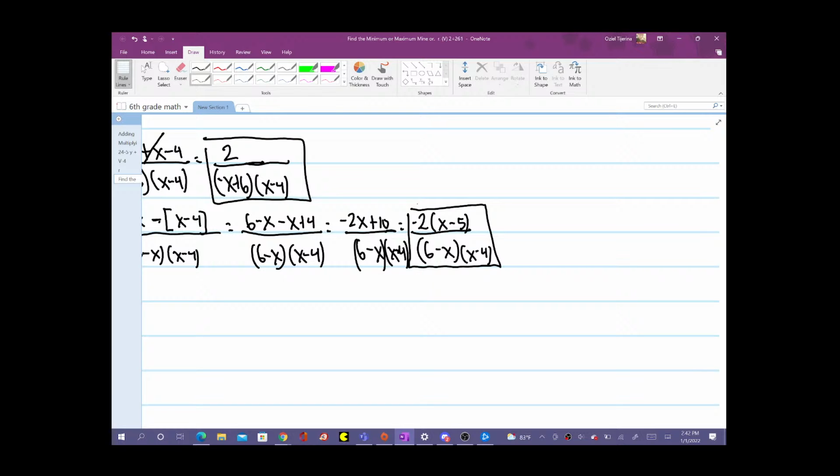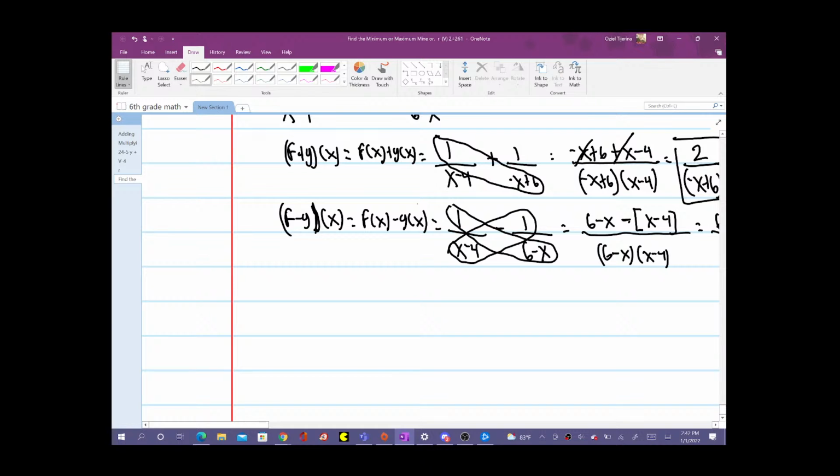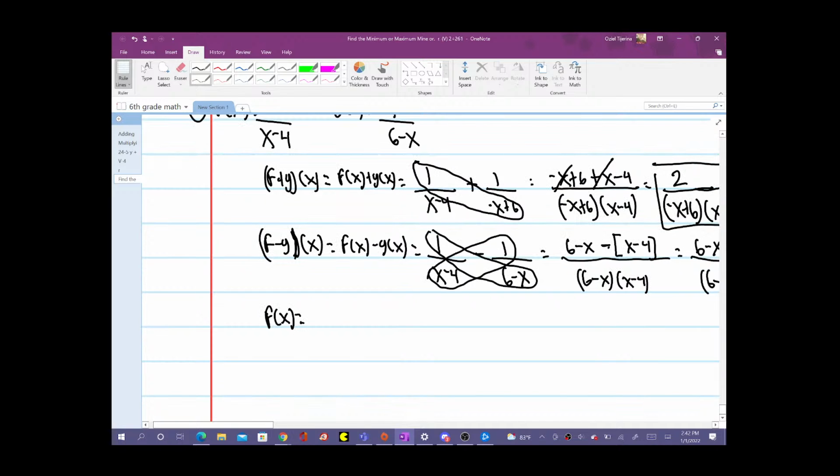So that's for f minus g of x. Now what about fg of x? So fg of x, right? So then we're going to multiply them.